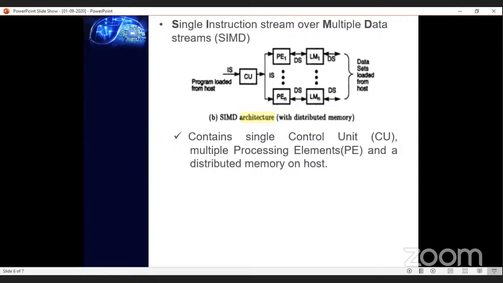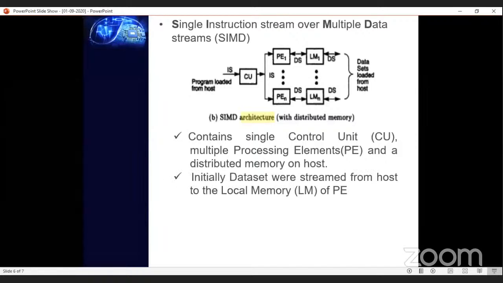Suppose there is a SIMD computer, and within that SIMD computer there is a single control unit, a number of processing elements, and a distributed memory, provided each processing element has a local memory of its own. You follow what I'm saying? Suppose there is a SIMD computer. It contains a single control unit, a number of processing elements, and a centralized distributed memory along with a local memory per processing element.